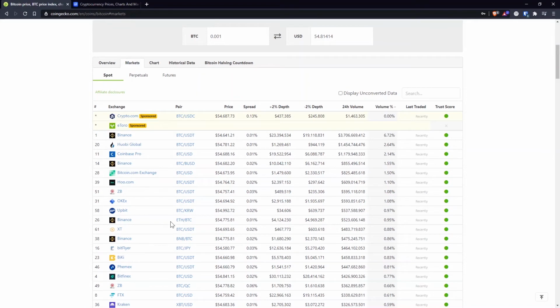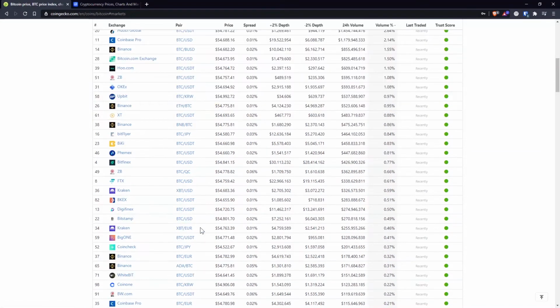If you want to trade your Ethereum for Bitcoin, the most volume is on Binance as well. For Euro, you'll see that Kraken has the most volume, and on Kraken, the shorthand for Bitcoin is XBT. So instead of BTC, you'll find XBT on Kraken, but you'll be able to buy with Euro.